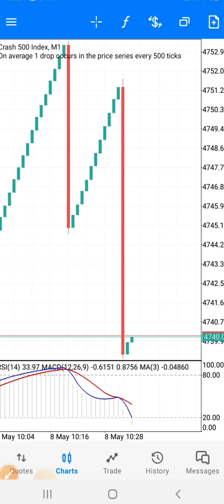So most traders lose money in boom and crash because of one reason only, and that reason is you are being deceived by tick candles and lot sizes. So here's what happens when you are trading boom and crash.